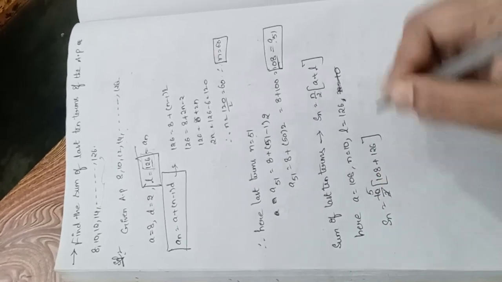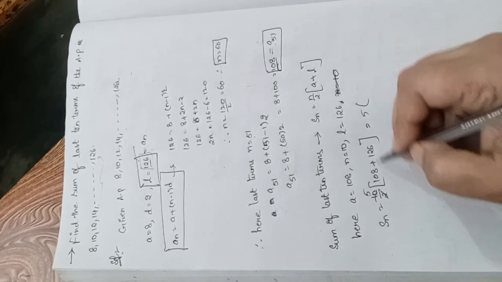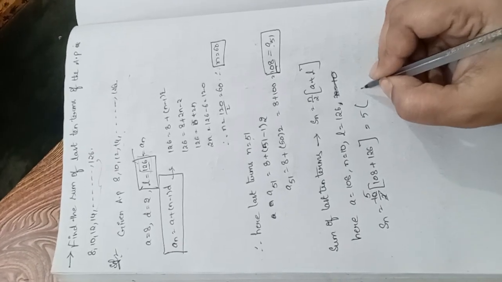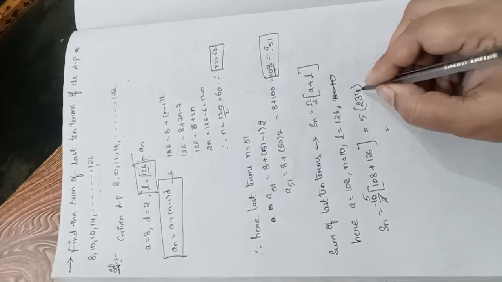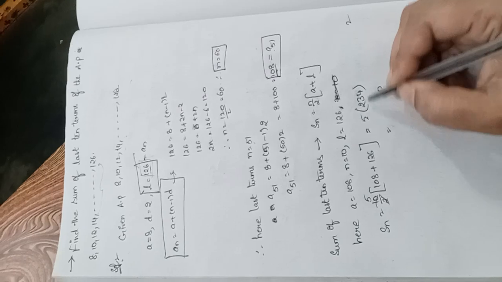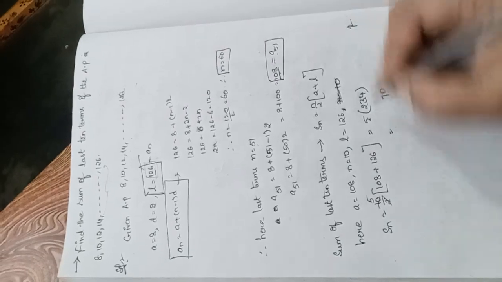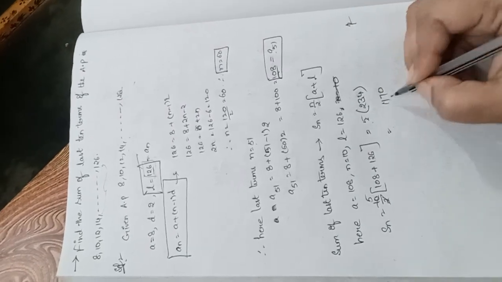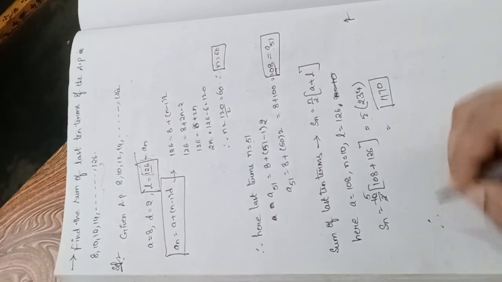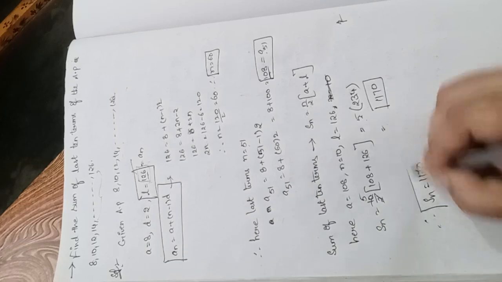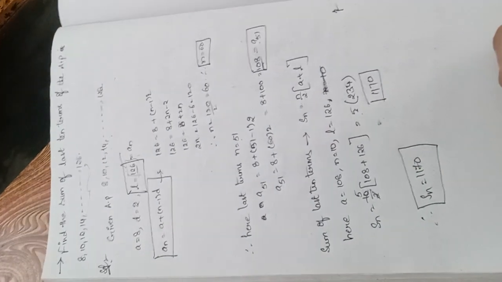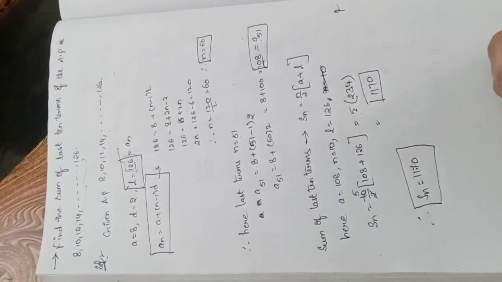2 into 10 is 5 times, which is equals to 5 into this, what you will get? 8 6 14, 3 2 34, which is equals to 5 into 234. 5 4 20, 5 3 15, 17, 5 2 10 plus 1 11. So therefore Sn equals to 1170. This is the last 10 terms sum of this particular arithmetic progression.